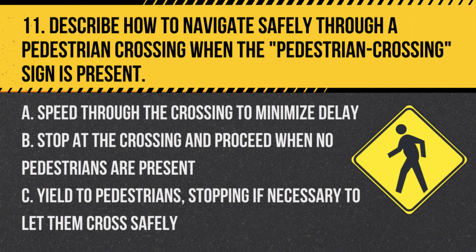Question 11. Describe how to navigate safely through a pedestrian crossing when the pedestrian crossing sign is present. A. Speed through the crossing to minimize delay. B. Stop at the crossing and proceed when no pedestrians are present. C. Yield to pedestrians, stopping if necessary to let them cross safely.